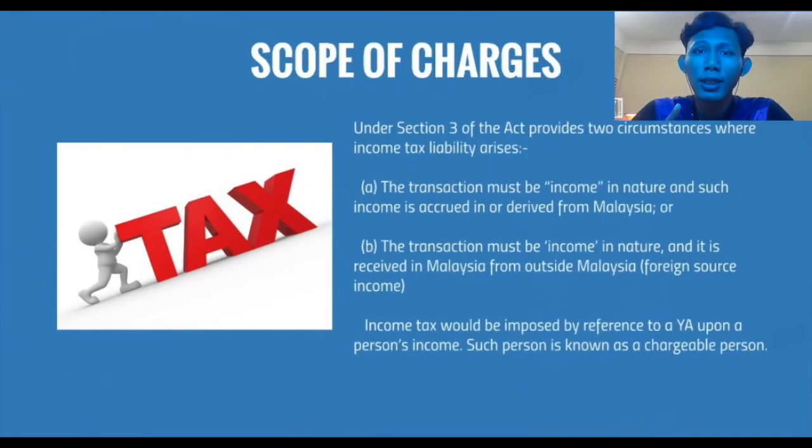Okay, let's jump to the next point, which is scope of charge. Under Section 3 of the Act provides two circumstances where tax liability arise, which is the first one, the transaction must be income in nature and such income is accrued in or derived from Malaysia, or the second one, the transaction must be income in nature and is received in Malaysia from outside Malaysia, which is foreign source income.